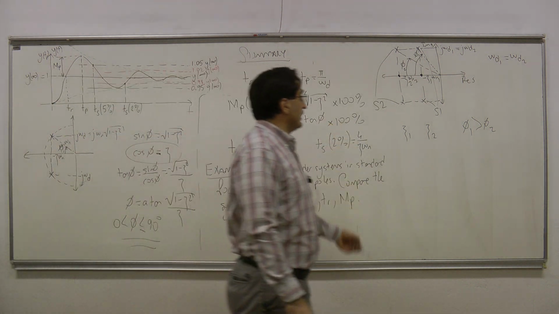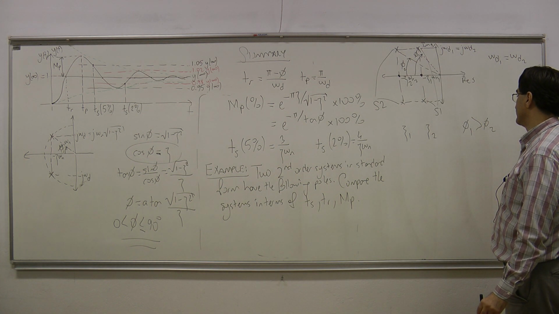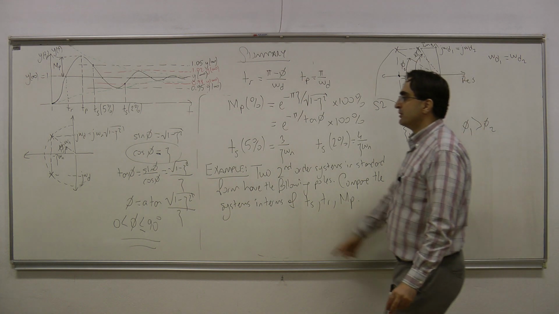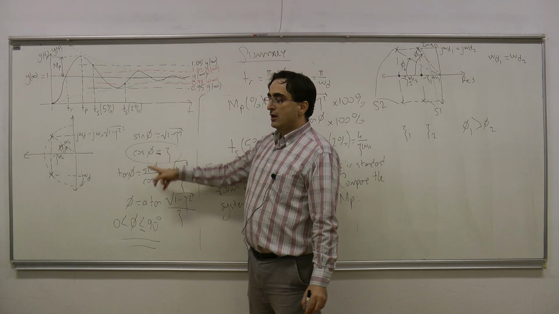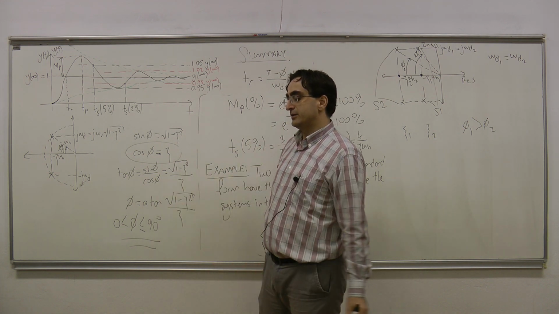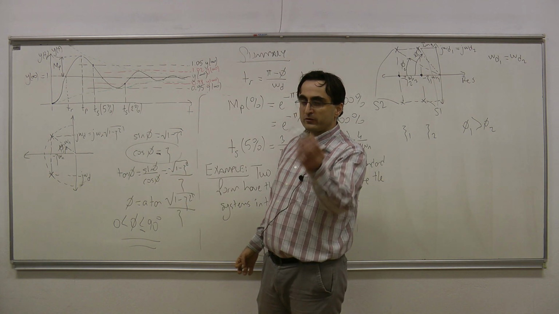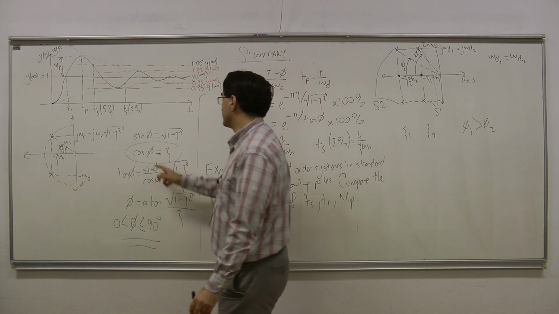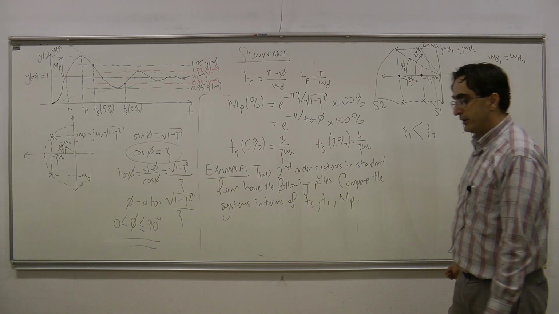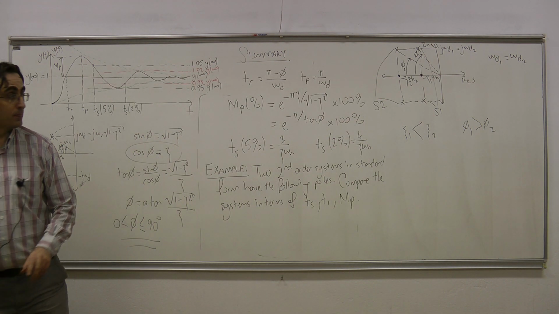So then what is the relationship between the damping ratios of these two systems? So if an angle gets larger, what would happen to its cosine? I know that cosine would decrease. If the angle is between 0 and 90 degrees, then when the angle is increasing, the cosine would be decreasing. Okay? So the damping ratio of the first system is smaller than that of the second system.